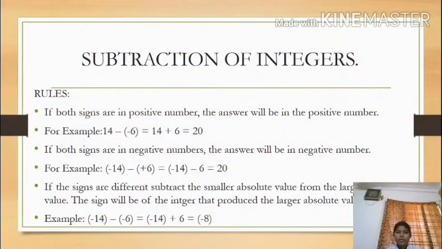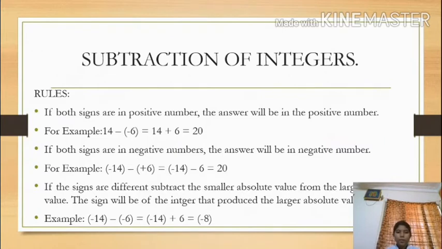Subtraction of integers. First I am telling you the rules. First rule, if both signs are positive, the answer will be a positive number. For example, positive 14 subtracted by negative 6, the result is equal to 14 plus 6, which is equal to 20. As minus multiplied by minus becomes plus, so here between 14 and 6 it became plus.